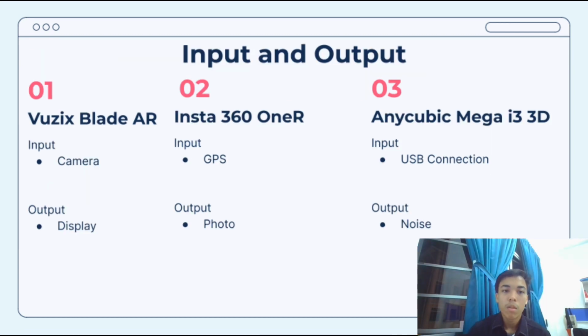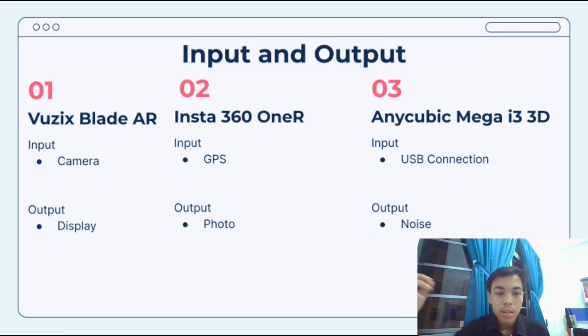My name is Ahmad Adin. So the input of Vuzix Blade AR is the camera. The Vuzix Blade AR features an 8 megapixel camera that captures real-time photos and video. The output is the display. The Vuzix Blade AR features a built-in see-through display that delivers digital information into the real world.